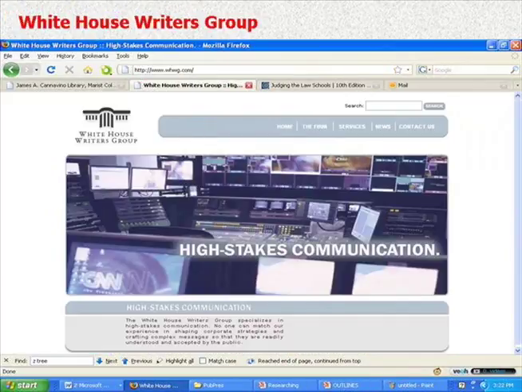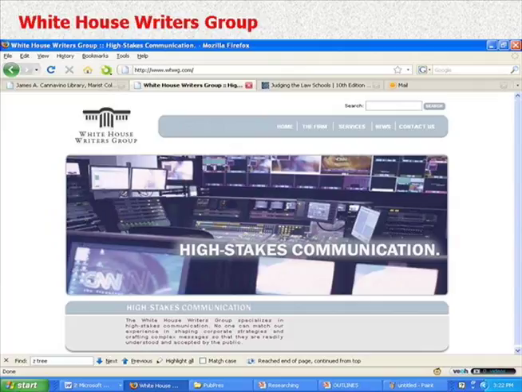Okay, here's another example. This is the White House Writers Group. So sounds very official, right? This is the White House Writers Group, the writers for the White House, right? The speechwriters. Actually, no, it's some private consulting firm. They again have an attractive looking website, looks very official. They've got this official name, but it has actually nothing to do with the White House.